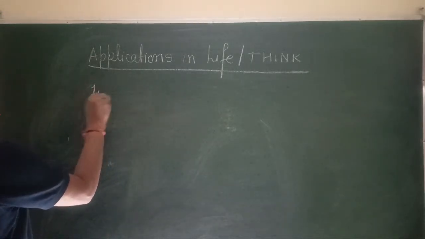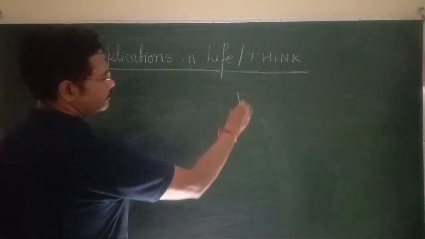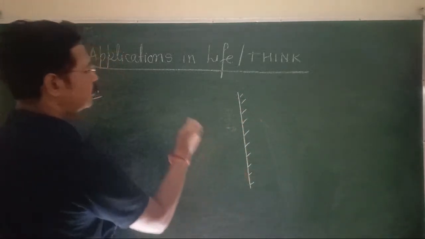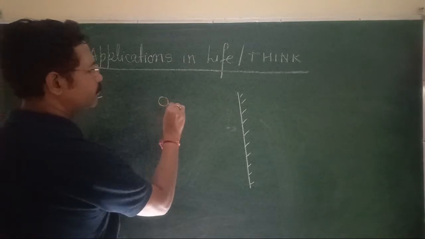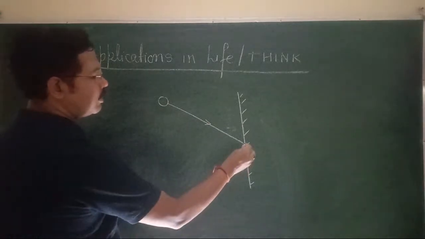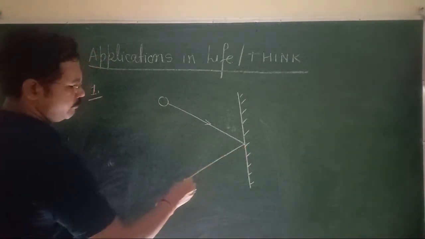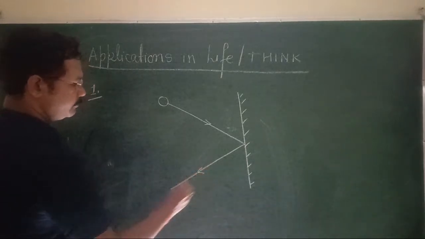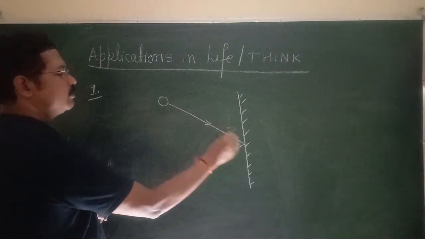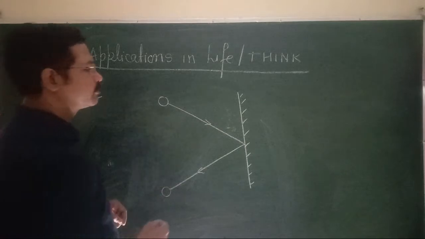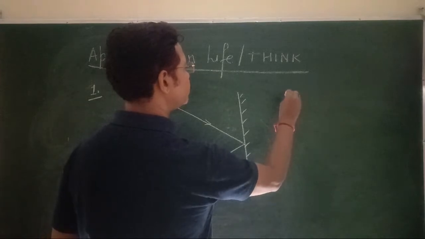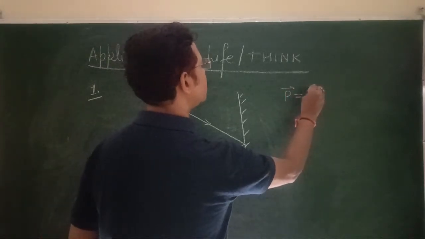First, there is a wall. From this wall, a ball strikes, and this ball is reflected with the same velocity. Strike, then reflected. So, what is the total momentum? You have to find out the momentum.